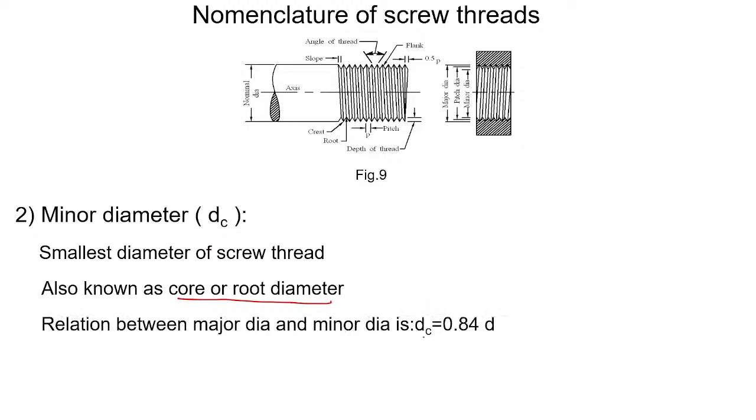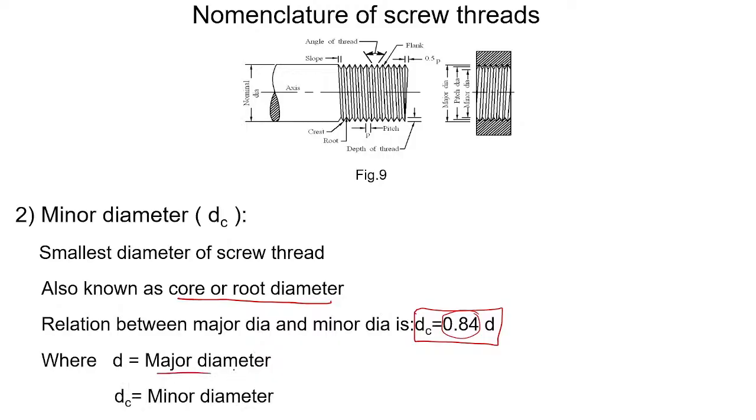The relationship between the core diameter and the nominal diameter is given by Dc equal to 0.84 times D. This is an empirical relation. You have to remember this. D is the major diameter or nominal diameter, and Dc is the minor diameter. So minor diameter is this distance, and major diameter is referring to this distance. The bigger one is the major diameter, and slightly less than that is the minor diameter.